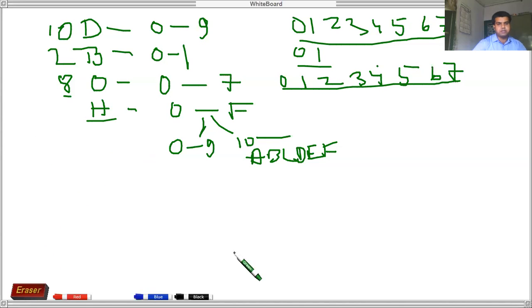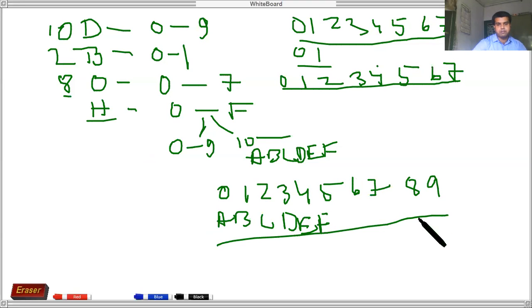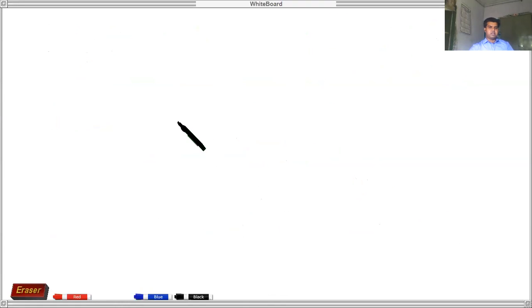In the hexadecimal, if you see, it becomes 0, 1, 2, 3, 4, 5, 6, 7, 8, 9. After that, A, B, C, D, E, and F. Now, if you count the total number of digits, it becomes 16. That is why hexadecimal base number is 16. Everyone forgot. Shameless.